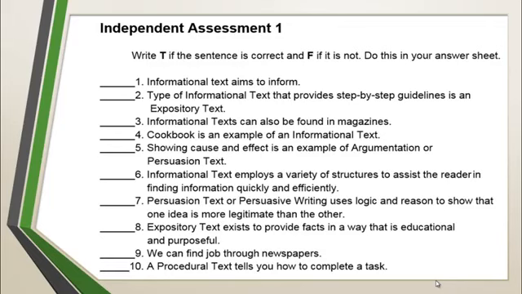5. Showing cause and effect is an example of argumentation or persuasion text. 6. Informational text employs a variety of structures to assist the reader in finding information quickly and efficiently. 7. Persuasion text or persuasive writing uses logic and reason to show that one idea is more legitimate than the other. 8. Expository text exists to provide facts in a way that is educational and purposeful. 9. We can find jobs through newspapers. 10. A procedural text tells you how to complete a task.